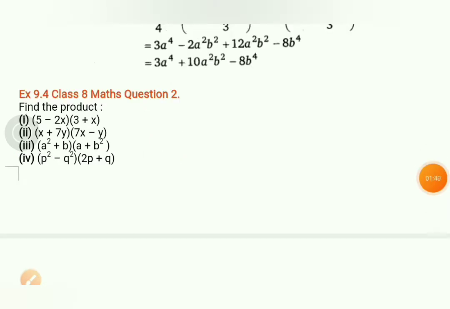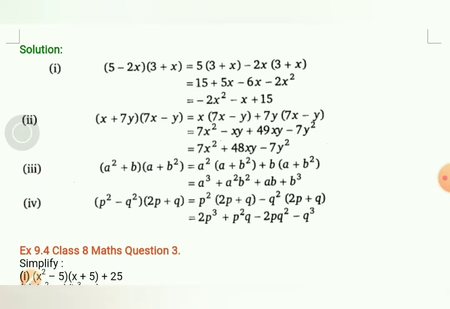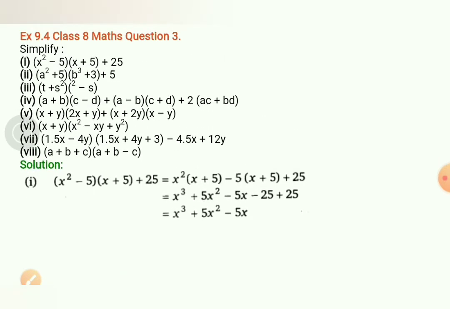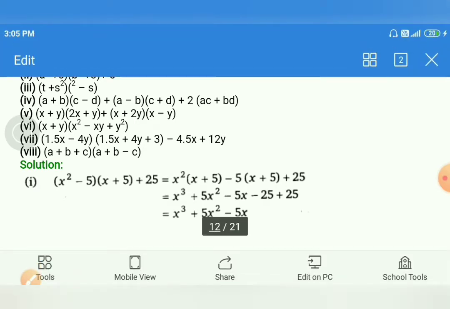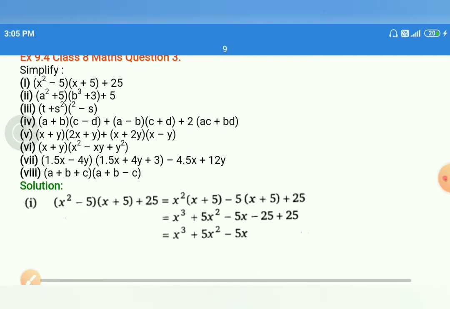Now let's solve question number 2. These are also similar to number 1. Two binomials are given, you have to find the product. Find the product means you have to multiply. Let's see how to solve the third one. In the third one, it's a mixture. You have to multiply, and to the answer whatever you get, you have to add 25. So let's see how to do this.